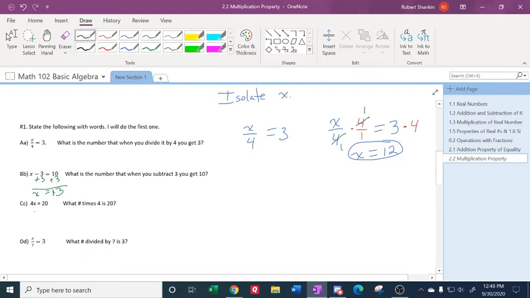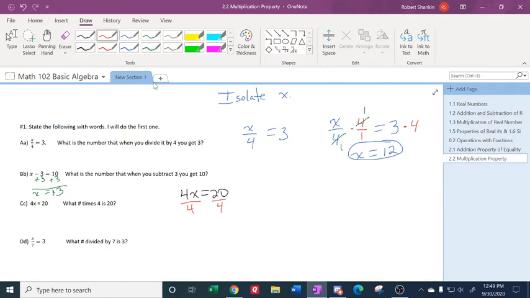The solution process. Let me write out the problem again. 4x equals 20. We're trying to isolate x. So to get x all by itself, I have to get rid of this 4. How is it being attached? By multiplication. The inverse of multiplication is division. So I divide by 4.